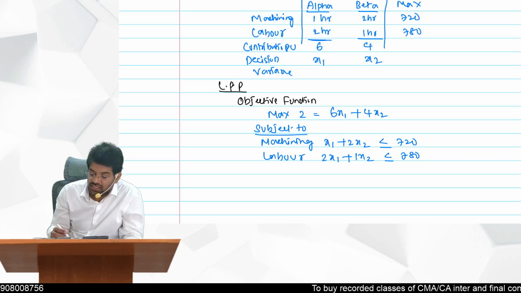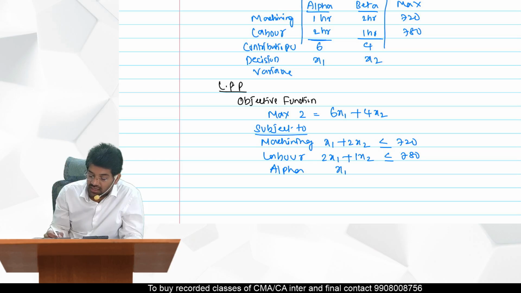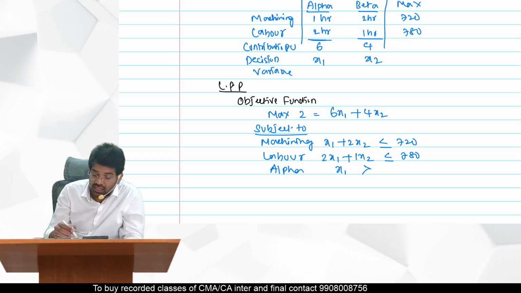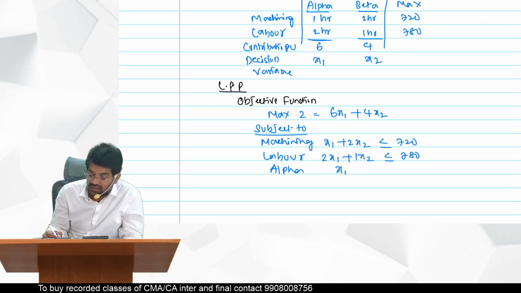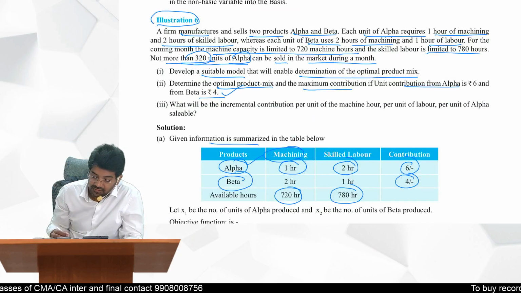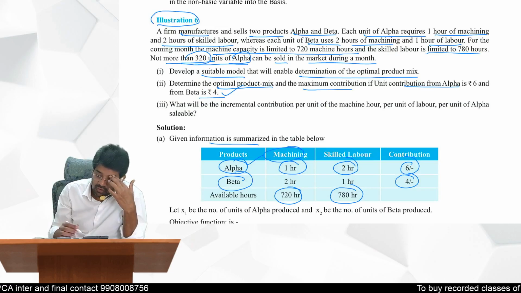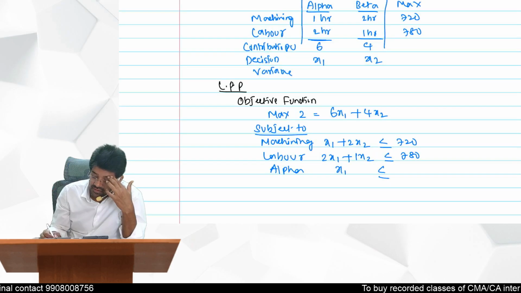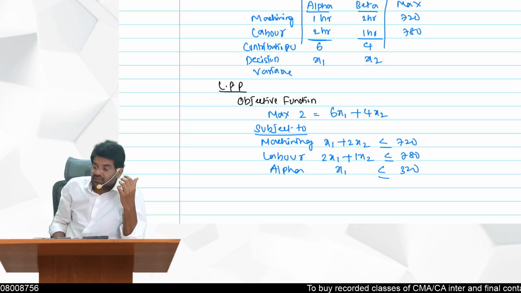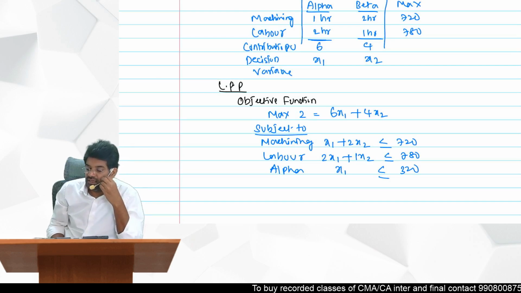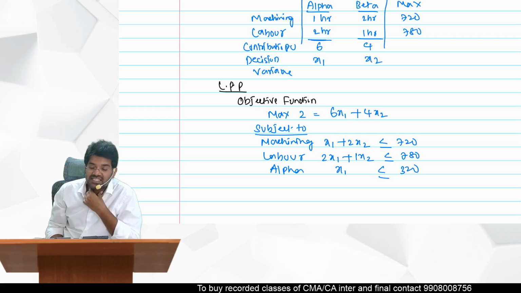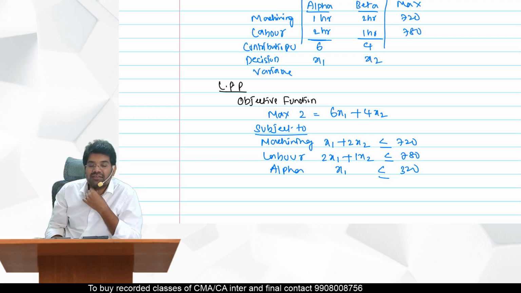One more condition is alpha, that is x1 less than or equal to, not more than he gave, so less than or equal to 320, not more than 320 units of alpha. So these are the constraints. How many constraints we have? 3 constraints we have. So whenever we have 3 constraints, you cannot use graphical method.